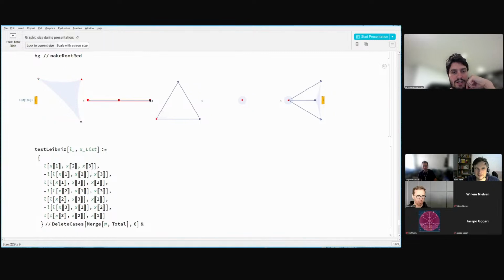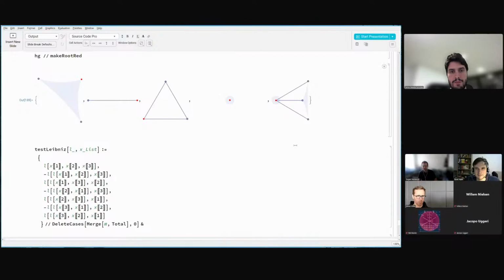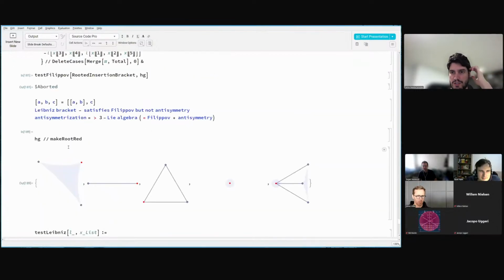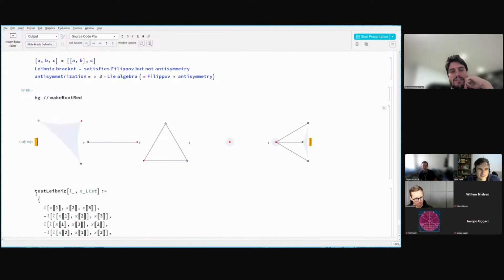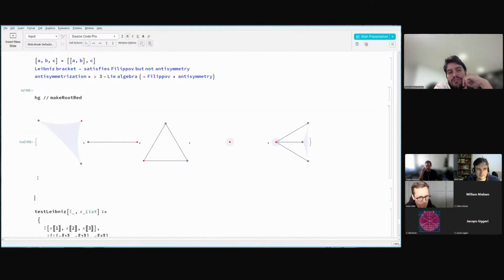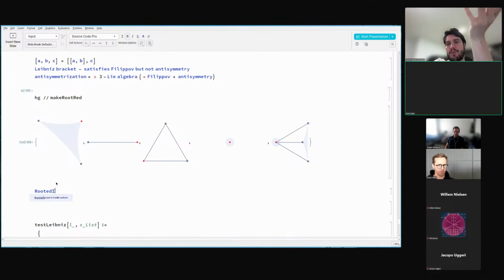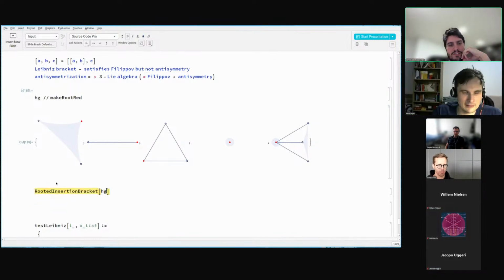So can you compute one pair and then the triple, just to see visually the result? Of one pair? Yeah, just one pair, like 1 and 2. Just do 1 and 2 and then 1, 2, 3. Of the rooted insertion bracket, yeah, the one that we're going to test for. So this is just for everyone's visual aid.